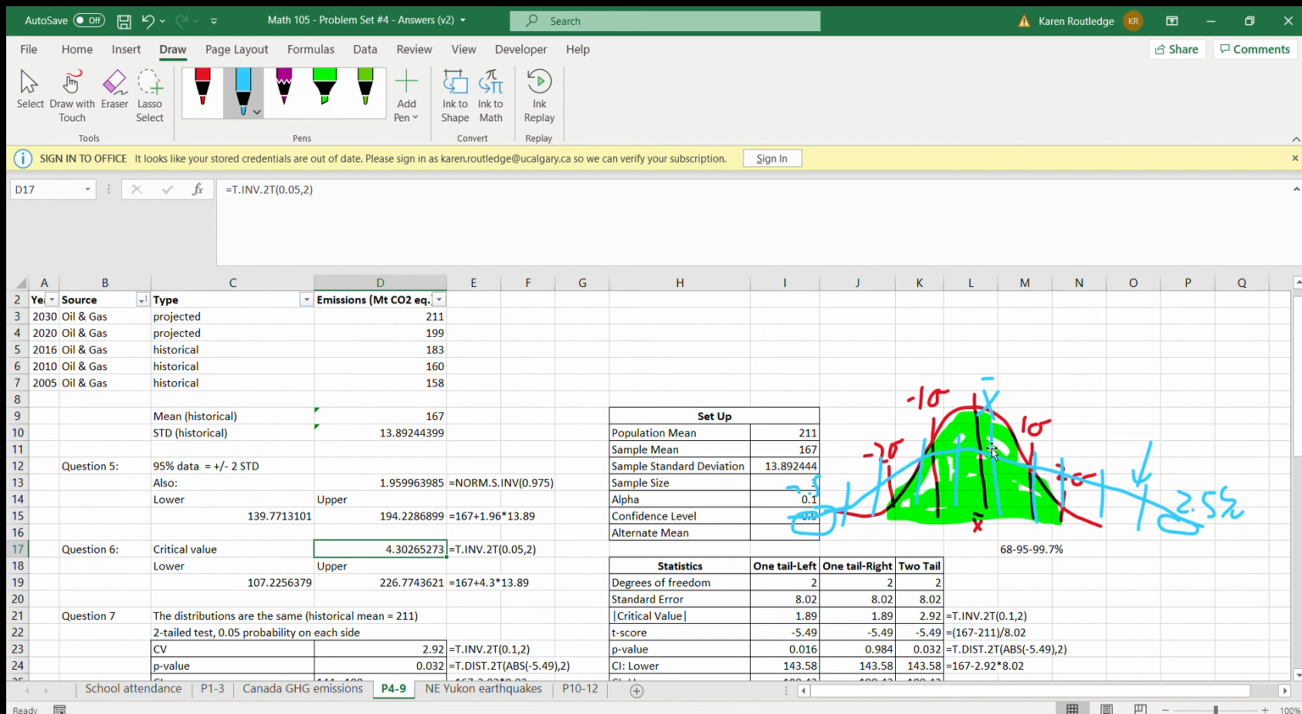And the lower boundary is the mean minus the 4.3 standard deviations we have to move times the value of a standard deviation, and that gives us a lower boundary of 107. Hopefully that made sense.